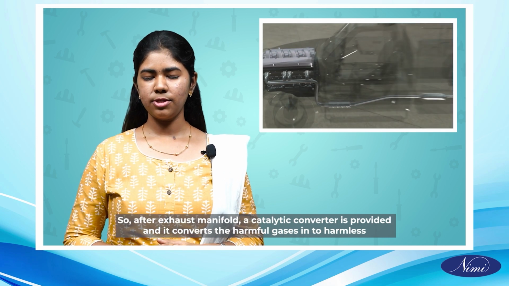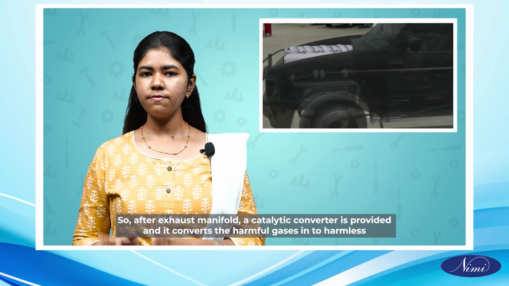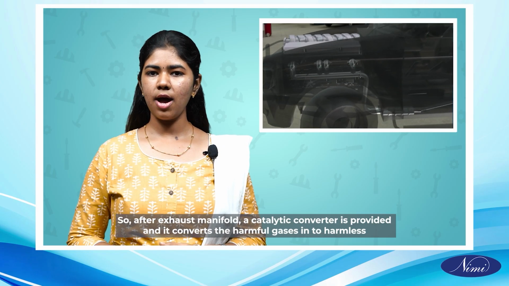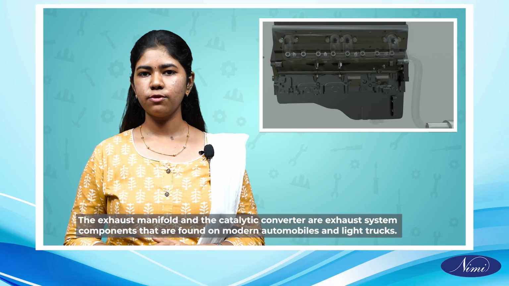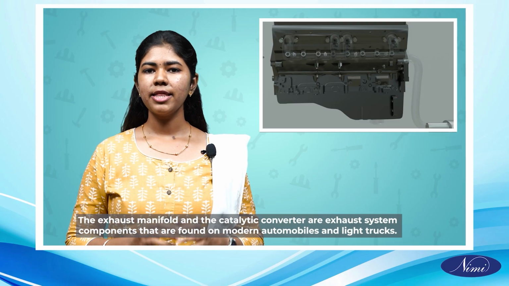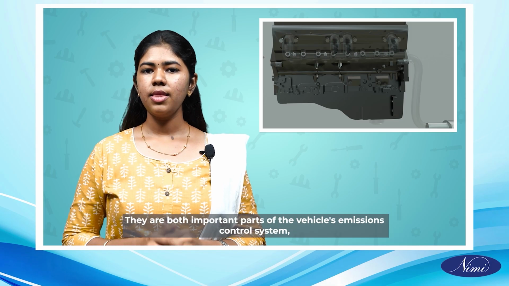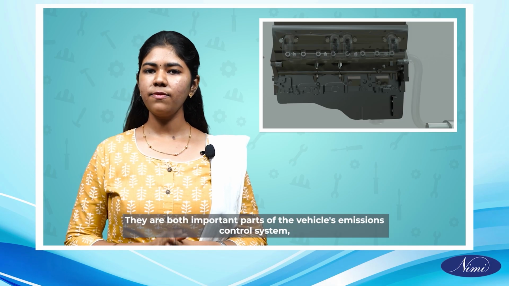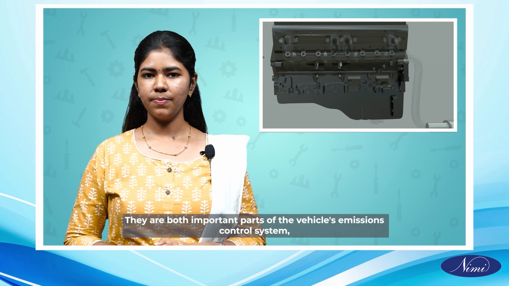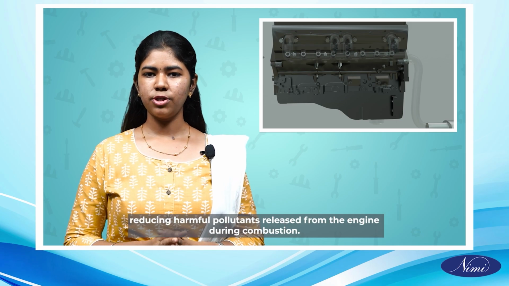So, after the exhaust manifold, a catalytic converter is provided and it converts the harmful gases into harmless ones. The exhaust manifold and the catalytic converter are exhaust system components that are found on modern automobiles and light trucks. They are both important parts of the vehicle's emissions control system, reducing harmful pollutants released from the engine during combustion.